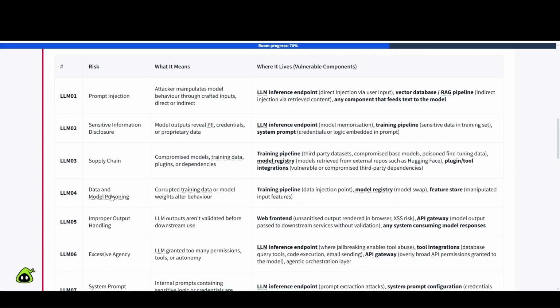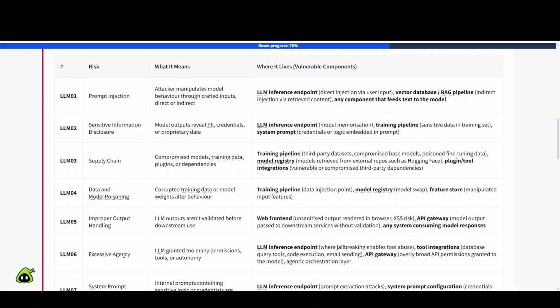LLM 04, data and model poisoning: corrupted training data or model weights alter behavior. Affected are the training pipeline, as a data injection point; the model registry, through model swap; and the feature store, through manipulated input features. LLM 05, improper output handling: the LLM's outputs aren't validated before downstream use. Web front end: unsanitized output rendered in the browser, a cross-site scripting risk. API gateway: model output passed to downstream services without validation, and any system consuming model responses.